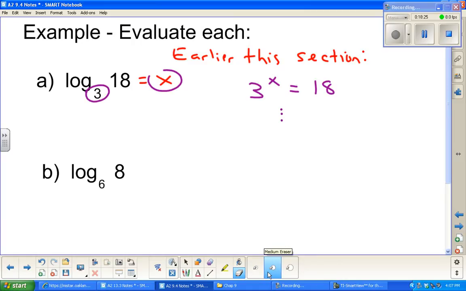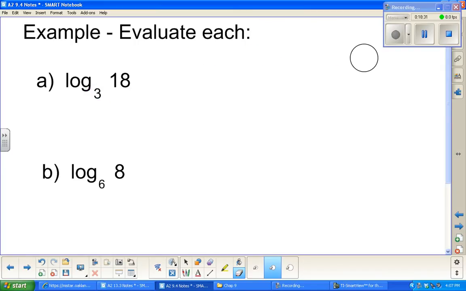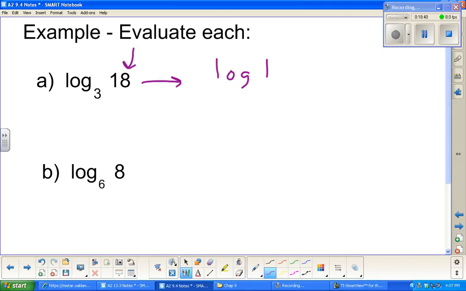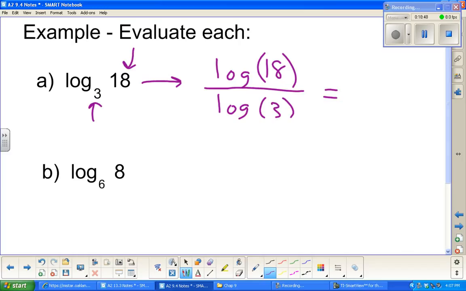So if the problem is just a log evaluation, you're not solving an equation necessarily. On your calculators, you can just go to log of that number, close that parenthesis up, divided by the log of whatever the base is, and that should give you the answer fairly quickly. Log of 18 divided by log of 3 should give you about 2.631. That'd be your final answer for that one. That's quicker than solving an equation, putting an x in there and all that stuff.